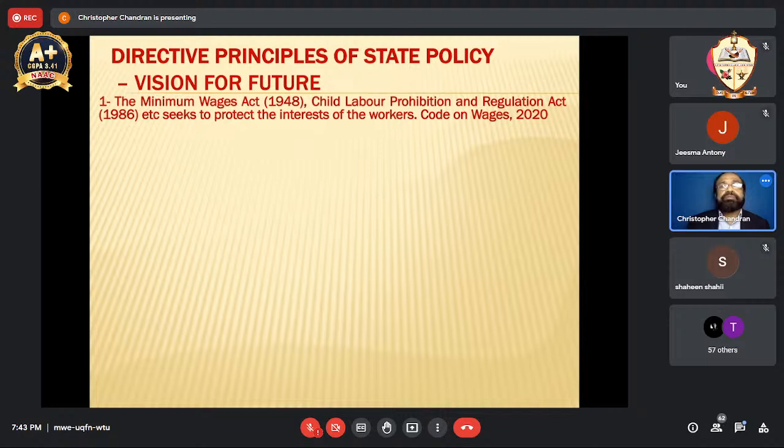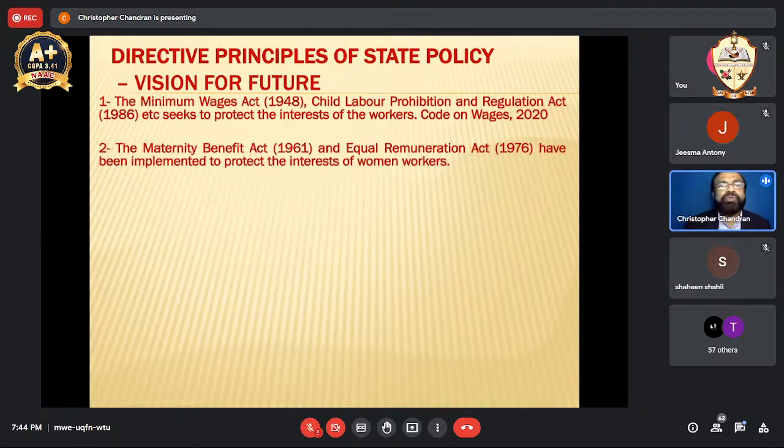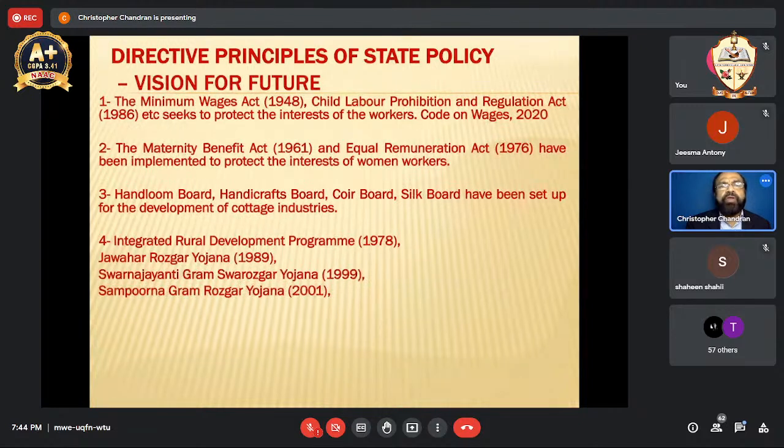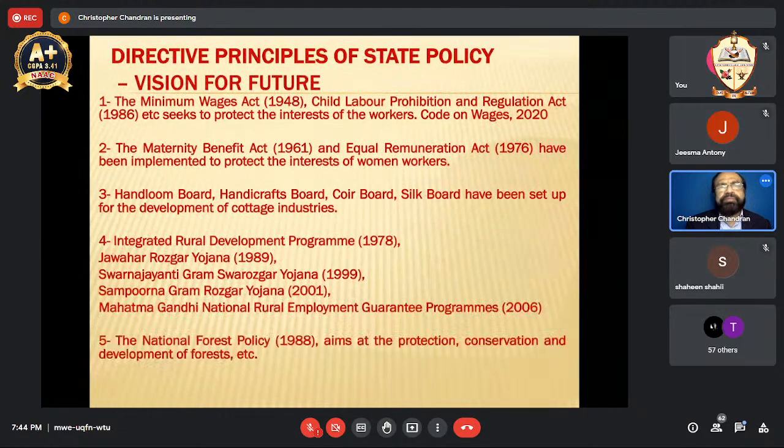The Minimum Wages Act, the Child Labor Prohibition Act, the Code on Wages 2020, maternity benefits for women. Now we have paternity benefit too. The Equal Remuneration Act brought salaries for women and men to the same level. To promote cottage industries, we have plenty of acts regarding the Handloom Board, Handicrafts Board, Coir Board, Silk Board, and so on. The Rural Development Program in 1968, Jawahar Rozgar Yojana. All these have come in.